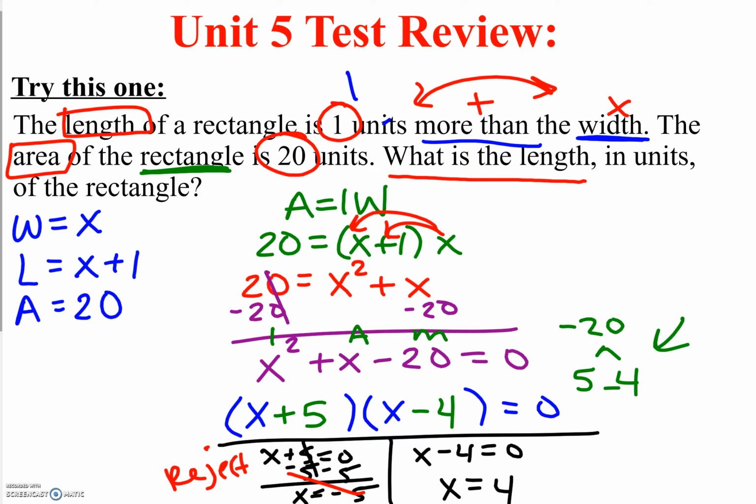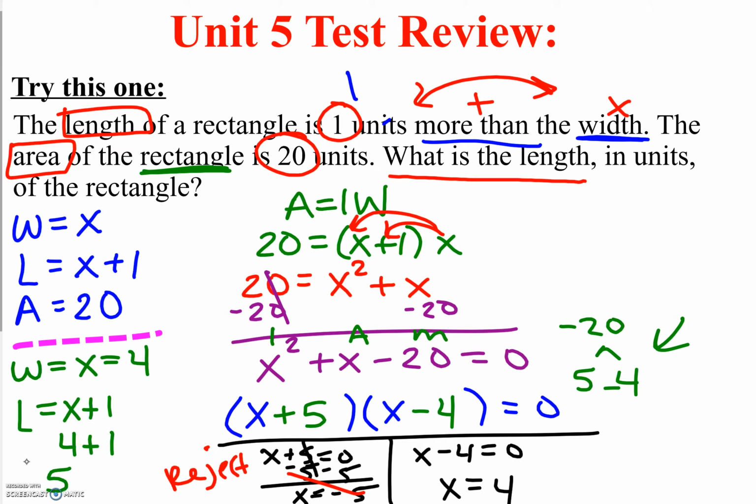So we're going to go back to our legend and we're going to plug in what we know. Our width is equal to x, which is equal to 4, but the question states find the length. So the length is equal to x plus 1, so 4 plus 1 is 5. So for this problem, we should have 5 as our answer.